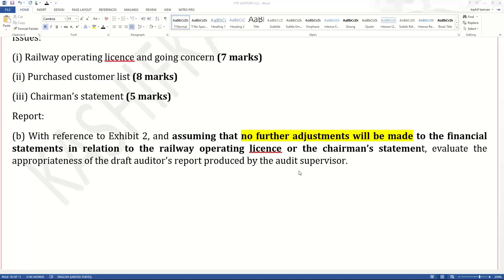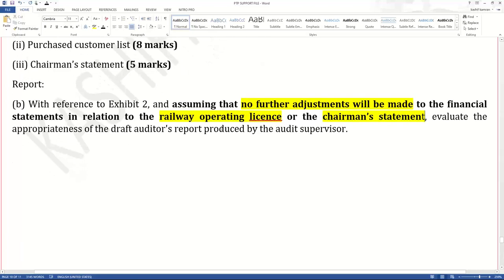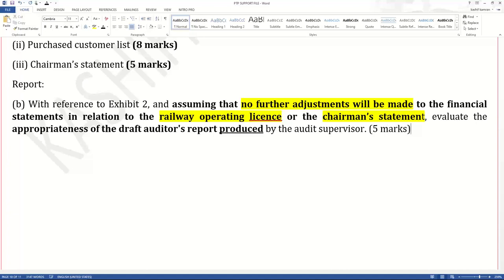Assuming that no further adjustment will be made to the financial statement in relation to the railway operating license, number one, and in relation to the chairman's statement, number two, evaluate the appropriateness of the draft audit report produced by the supervisor. So the report has already been produced, right? You need to see, is it right? Is it wrong? So it is about critically appraising the report produced by the supervisor. Is it right or wrong? And we have 5 marks. And every appropriateness will give us 1 mark.